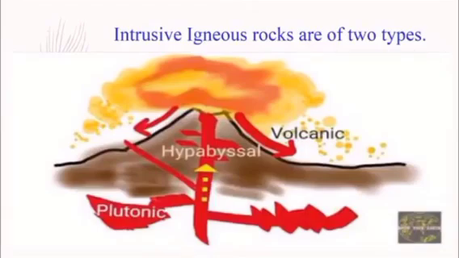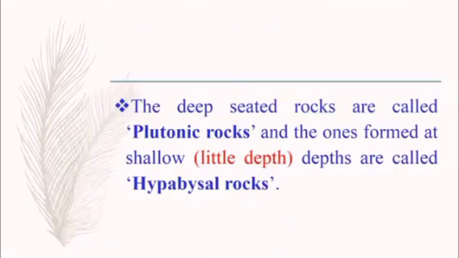Intrusive igneous rocks are of two types. The first one is plutonic rocks and the second one is hypabyssal rocks. The deep-seated rocks are called plutonic rocks. The rocks which are formed at a shallow depth are called hypabyssal rocks. Here shallow means not deep like plutonic. So the deep-seated rocks are called plutonic rocks and the ones formed at shallow, meaning little depth, are called hypabyssal rocks.